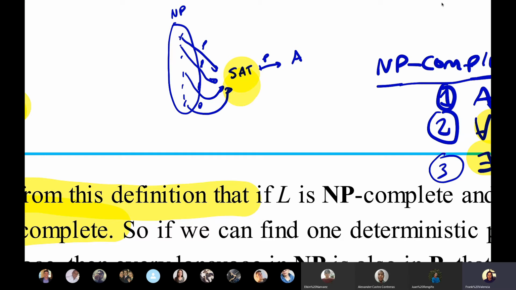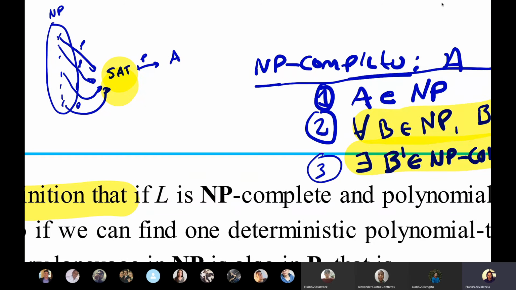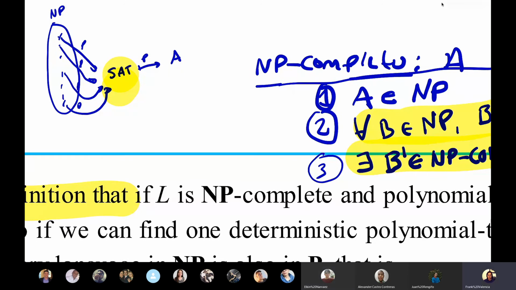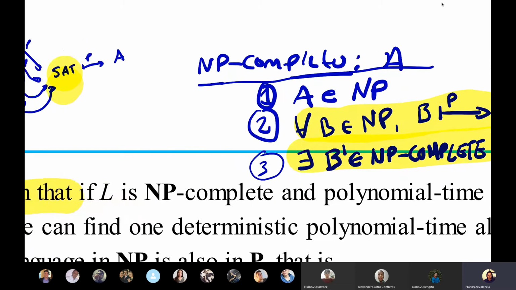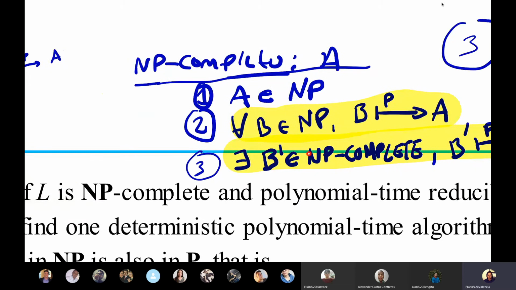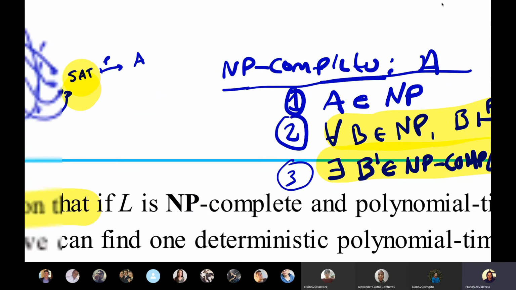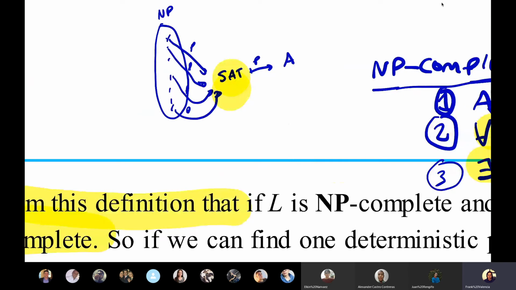I need to prove that every NP problem can be reduced in polynomial time to A. That's condition 2, to prove that a problem is NP complete. Condition 2 requires this. But I can do it using condition 3 instead, because that one implies this, and that's what I want to illustrate here. So condition 2 will require that every NP problem is reduced to this A. Why is it enough just to prove that SAT can be reduced in polynomial time to A?